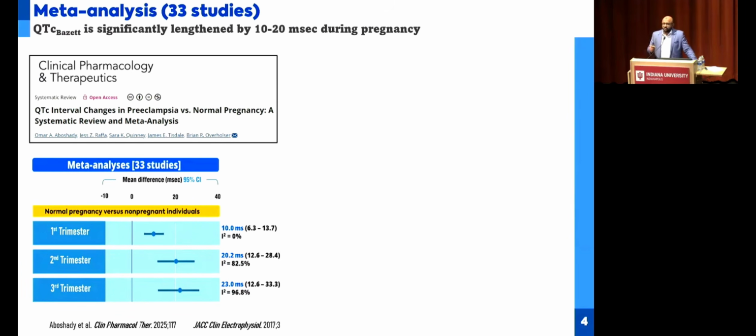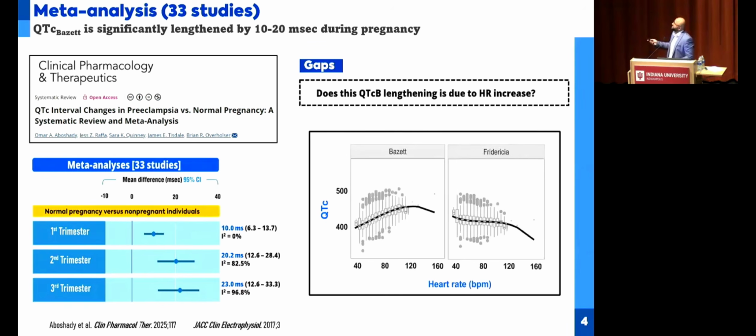Last year, we published a systematic review and meta-analysis to try to quantify what's going on in pregnancy. We found 33 studies that assessed both pregnant and non-pregnant women. We captured the pooled mean difference between the different trimesters and non-pregnant women, and we found a statistically significant QTc lengthening, but all these studies used Bazett. And we know that the heart rate is increased during pregnancy. So is this really due to the pregnancy, or the overcorrection from the heart rate, as I mentioned previously?